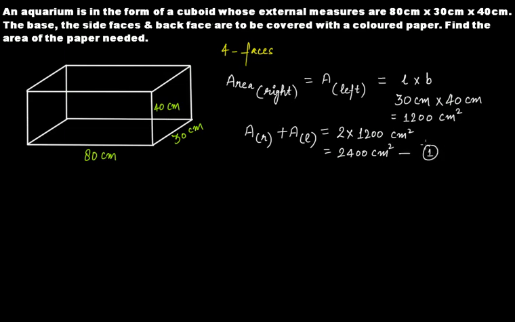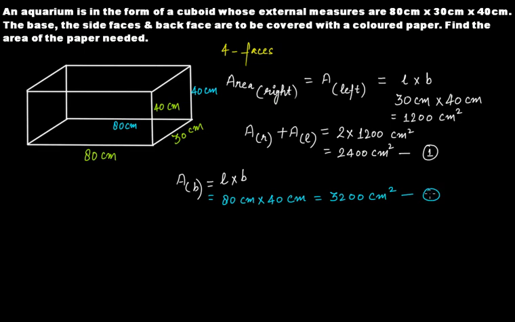Now what will be the area of the back face? The area of the back face will be again length multiplied by breadth. So if you pay attention on this back face, length is what? 80 centimeter. Breadth is what? 40 centimeter. So it means that 80 centimeter multiplied by 40 centimeter gives you 3200 centimeter squared. This is the second one.